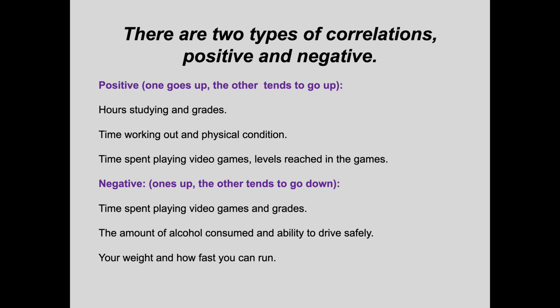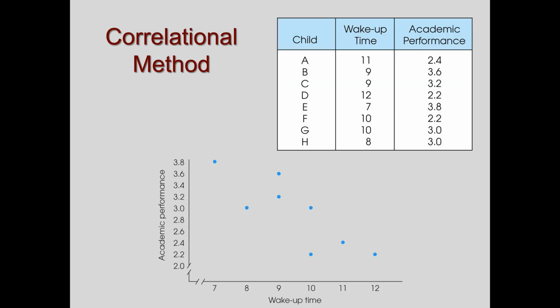Negative correlations. One goes up, the other one tends to go down. Time spent playing video games and your grades. At some point, the more time you spend playing video games, the lower your grades get. The amount of alcohol you consume and your ability to drive safely. Your weight and how fast you can run. It's not true that all heavy people are slow, but generally speaking, the heavier you are, the slower you run, and the lighter you are, the faster you run.